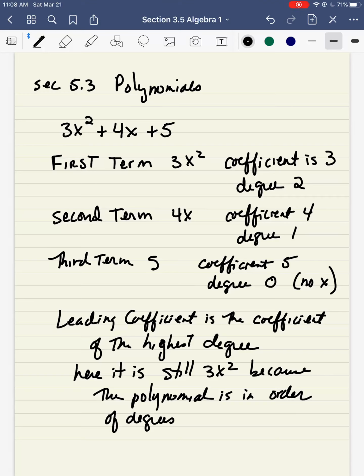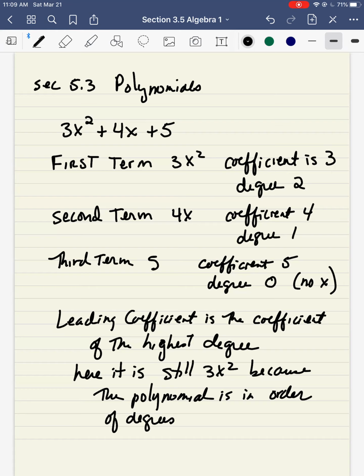Section 5.3, Polynomials. A polynomial is basically all different kinds of terms to different exponents. So here I have 3x squared plus 4x plus 5. This contains three terms. The first term is what's listed first, so this would be 3x squared. The coefficient is always the number in front of the variable, so for the first term 3x squared, the coefficient is a 3. The second term is 4x, the coefficient is a 4. The last term is 5.